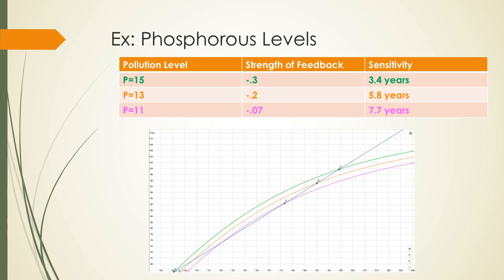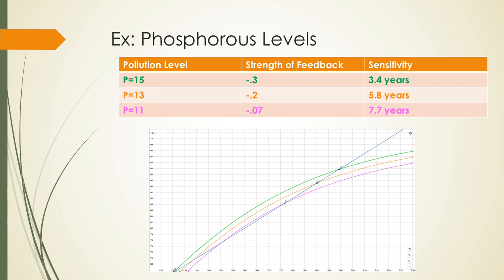Let's return to the phosphorus example to see these ideas at work. In the graph, I've shown a zoomed-in view of the high phosphorus equilibrium, which experiences a tipping point at 10 tons per year of pollution. I've included inflows for several pollution levels near this tipping point and calculated the strength of the feedback loop and sensitivity of the system at the resulting equilibrium point for each pollution level.